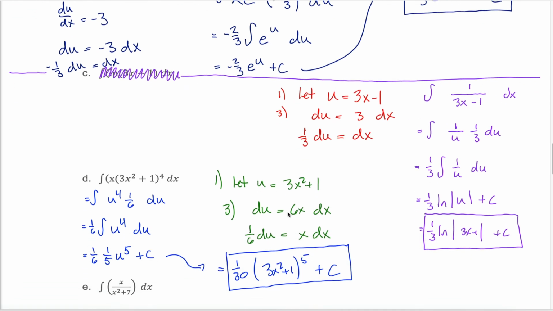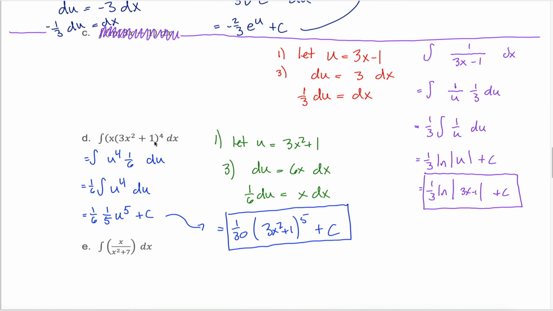Things get a little bit more complicated in part D where my substitution is not linear. Here I made my substitution 3x squared plus 1. The challenge with making u equal to 3x squared plus 1 is then my du is going to contain an x in here. Technically du is 6x dx, but I'm not too worried about the 6 because I can always move constants around really easily with integrals. It's the x that's problematic.